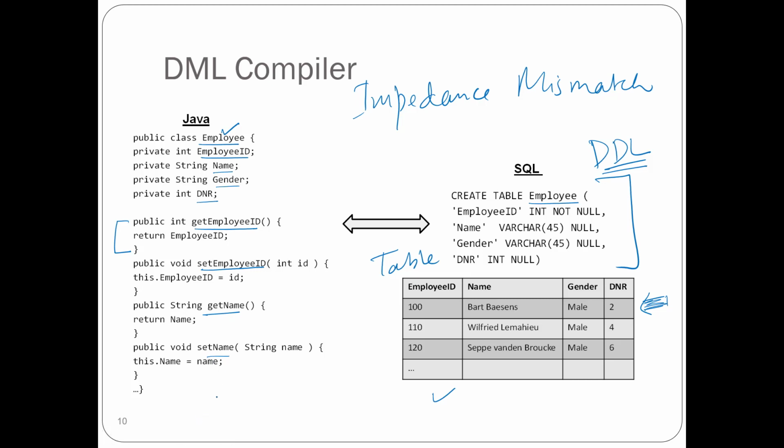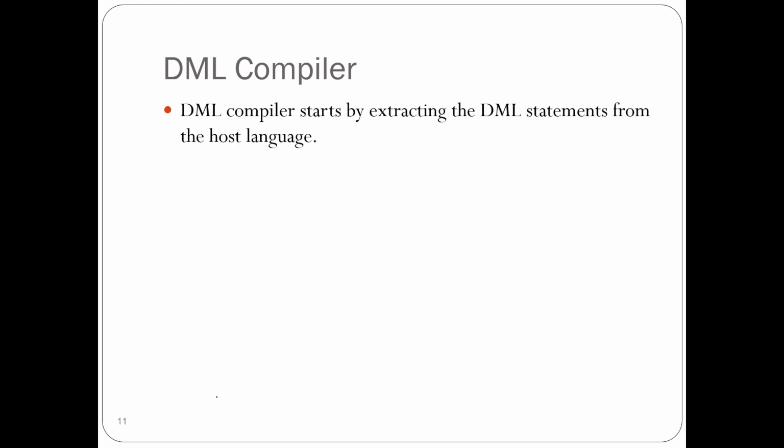So the message that I want to give you through this slide is the difference between how the data will be stored in the Java programming language versus how the data will be stored in the relational DBMS. These are different. Table versus an object or class. So that is simply the impedance mismatch problem.